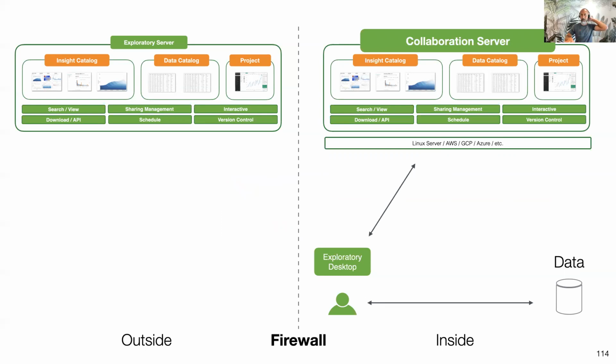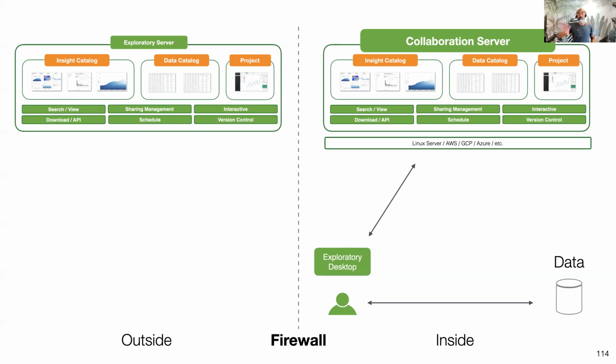Some people say on-premise, but you can install the Exploratory server. We call it Exploratory Collaboration Server. And it can run on Linux, which is basically a Docker image. So as long as you have Docker, you can quickly install the app to run. Okay, so that's the collaboration server. It basically provides the same capability.